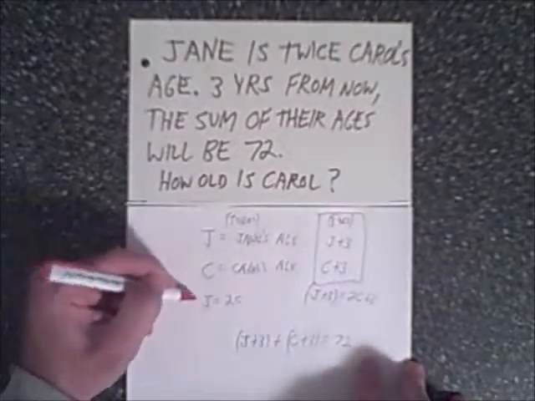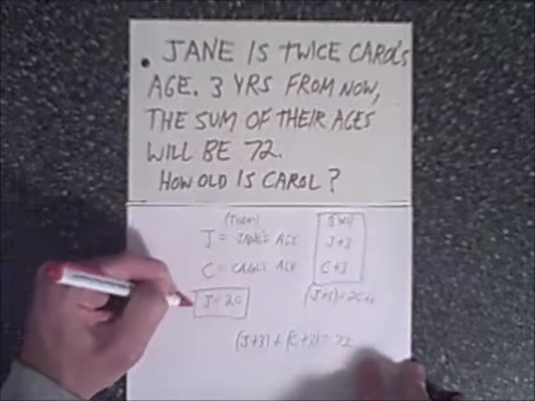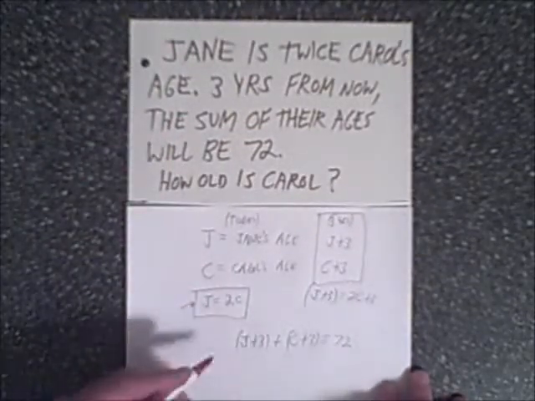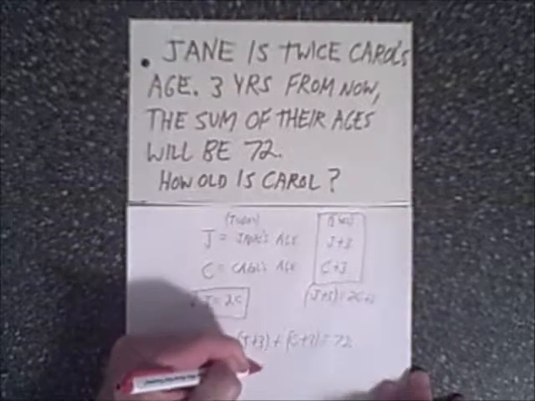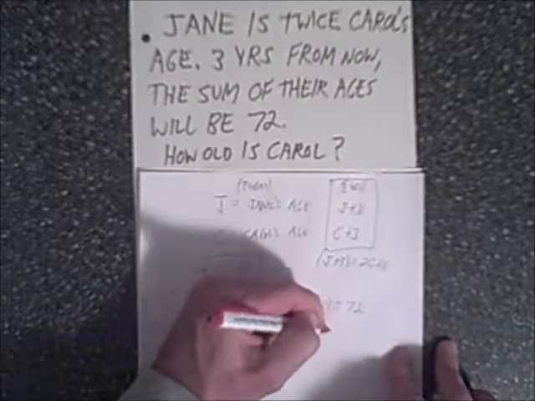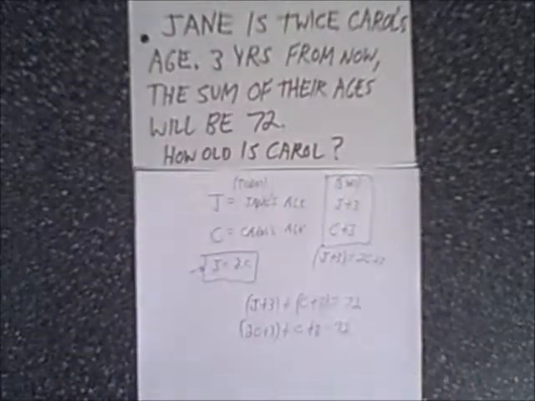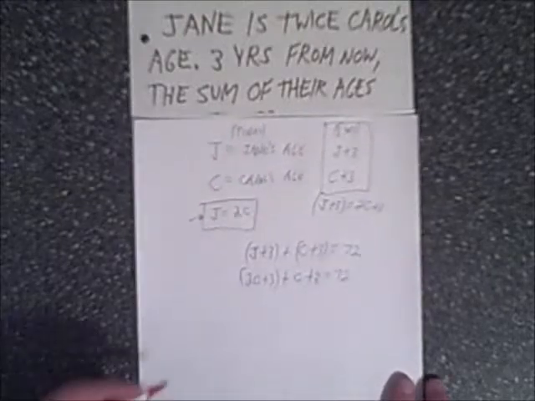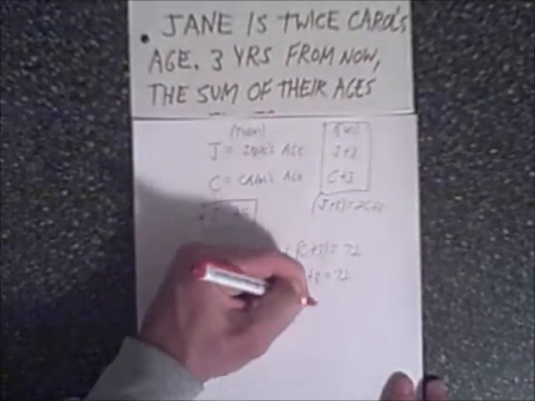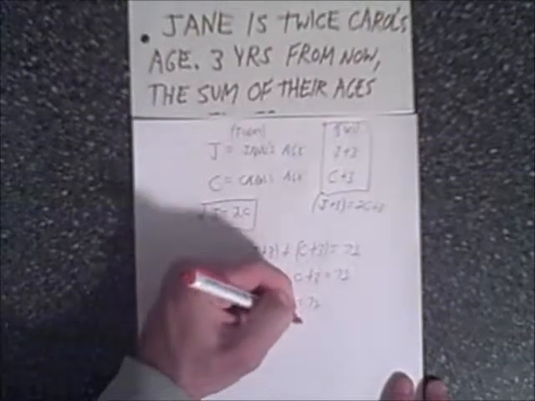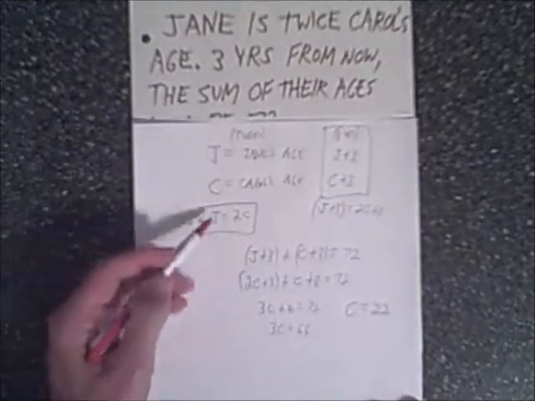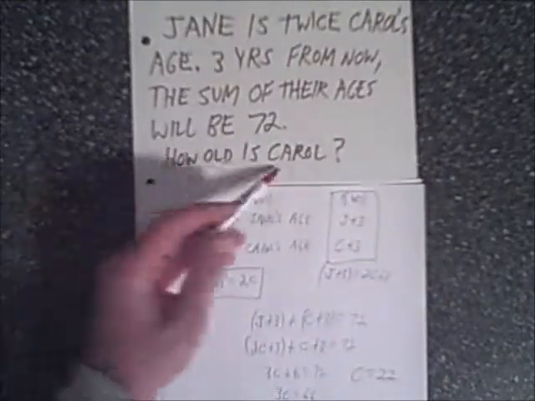And again, we go back to the original relationship. Jane is twice as old as Carol. And let's substitute this in. So we get 2C plus 3 plus C plus 3 equals 72. Okay, and let's collect like terms. So we get 3C plus 6 equals 72. 3C equals 66. Therefore, C equals 22. So Carol is 22, which of course is the answer to the question.